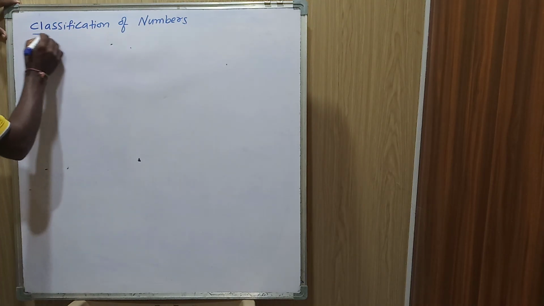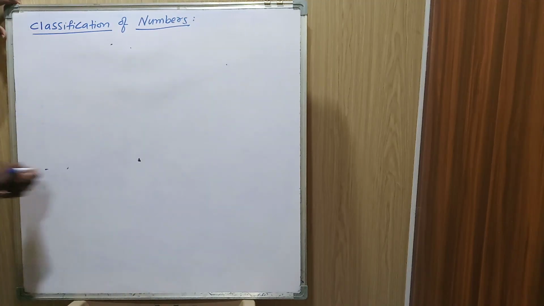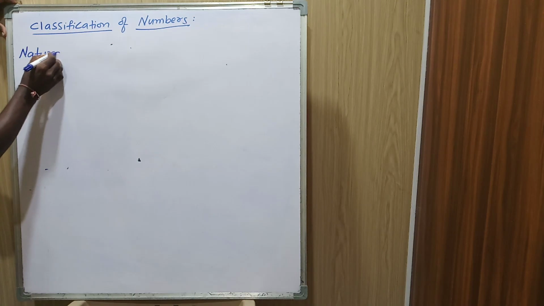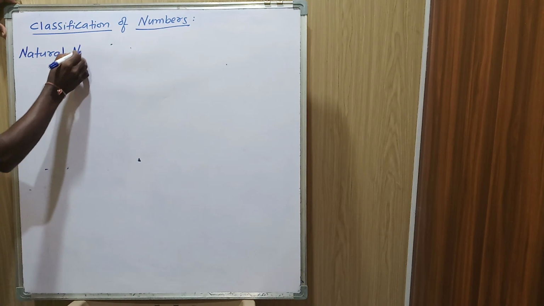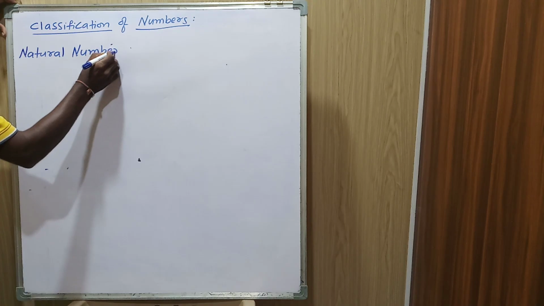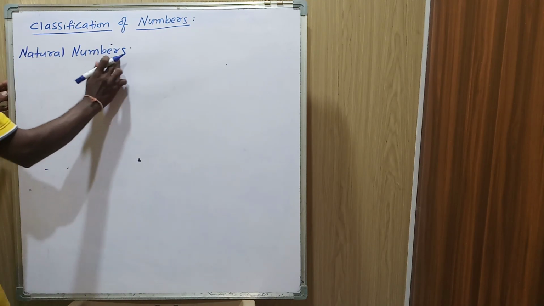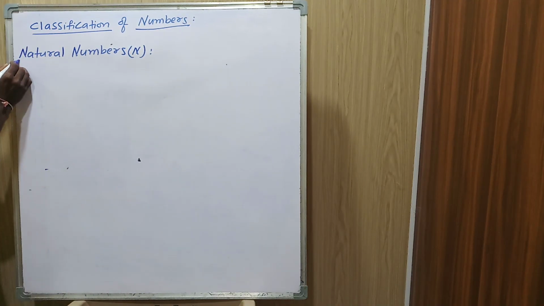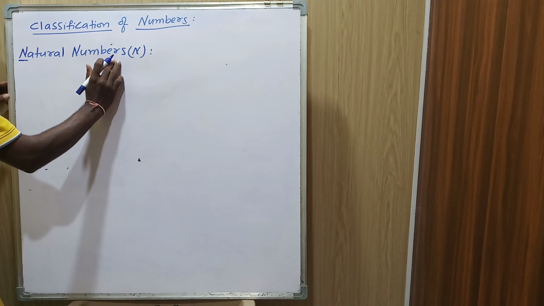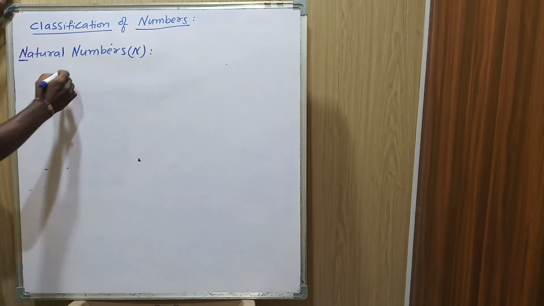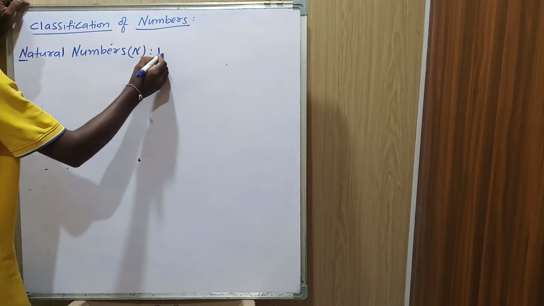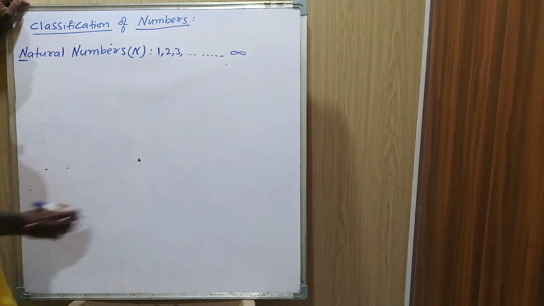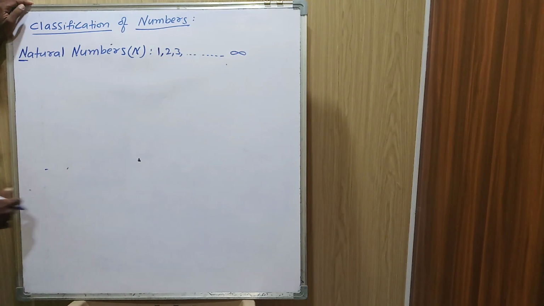Now let us see classification of numbers. First of all, let us see natural numbers. Natural numbers are denoted by the letter N, because when we write natural numbers, the starting letter is N. That's why natural numbers are denoted by the letter N. Natural numbers start from 1, so 1, 2, 3, and so on up to infinity. These numbers are known as natural numbers.